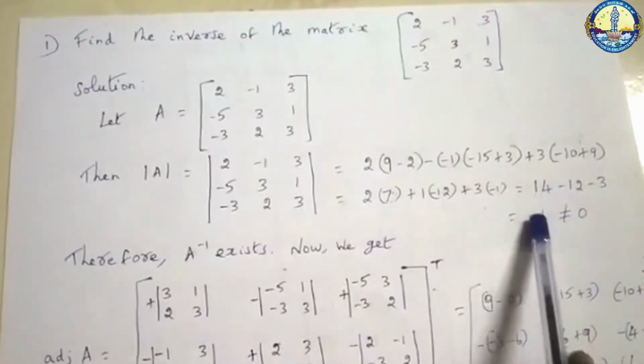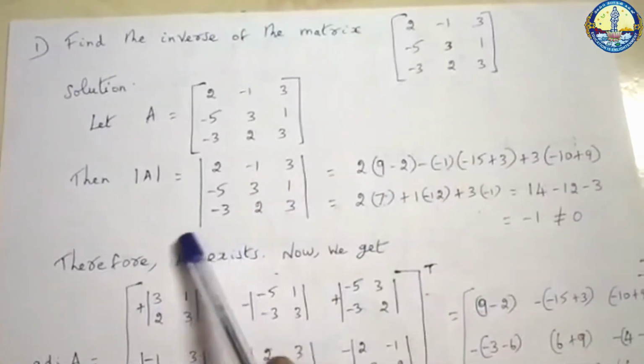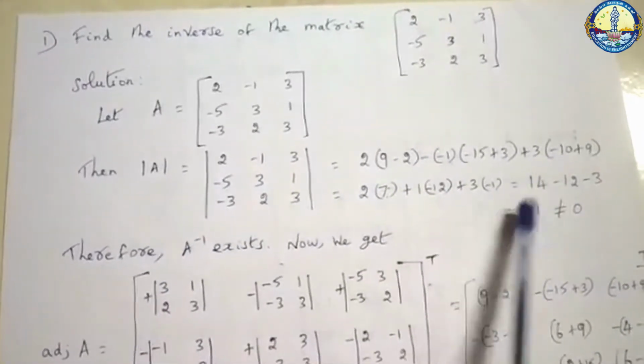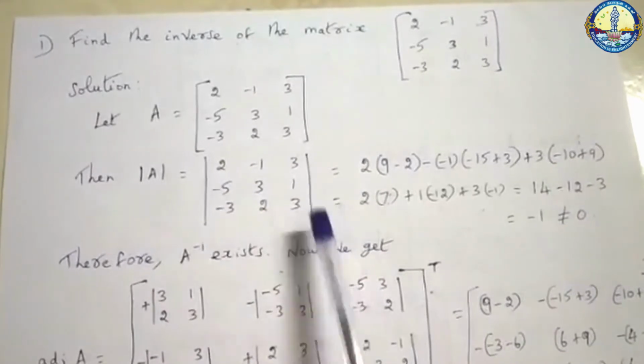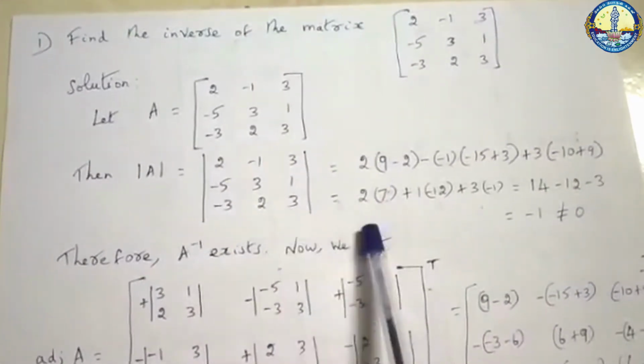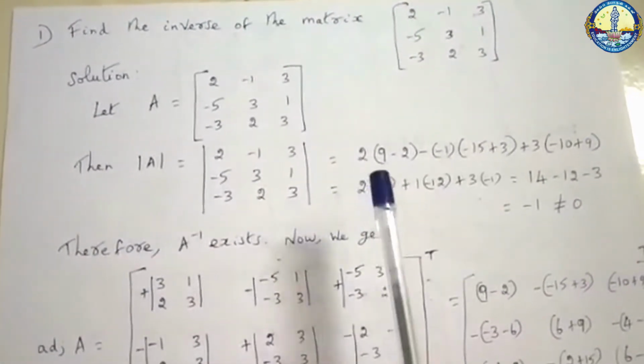If the determinant is 0, it means A inverse does not exist. So the determinant must be not equal to 0. So for a non-singular matrix, definitely the determinant must be not equal to 0. For a singular matrix, the determinant is 0.